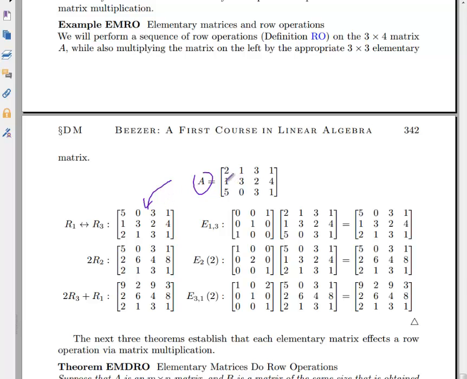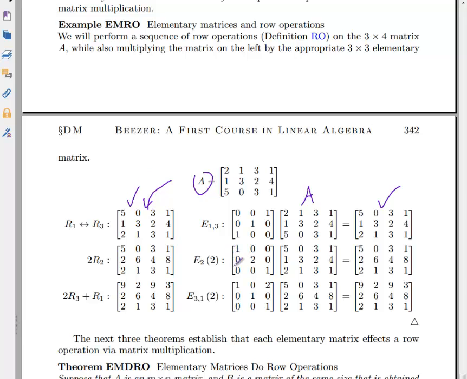Now, look at this. Suppose I take this starting matrix A and I multiply it by this elementary matrix, which is obtained by switching row 1 and row 3 on the identity matrix. And you can work this out, and you'll find that you get the very same result. This result is the same as this result.